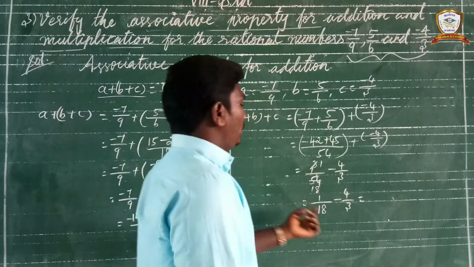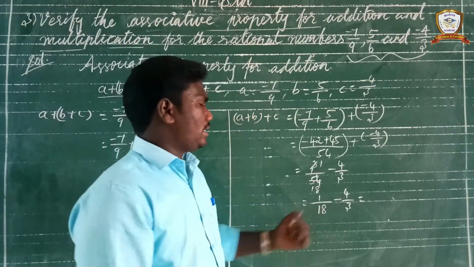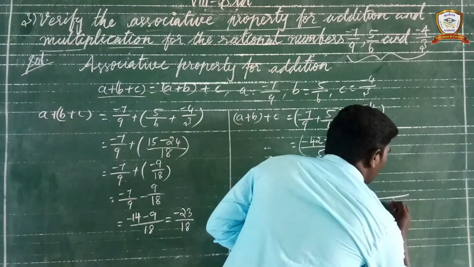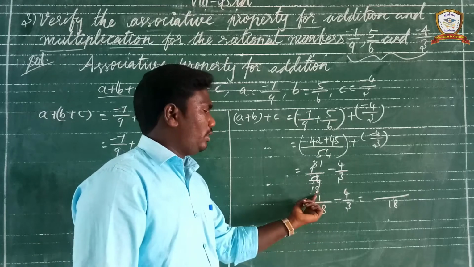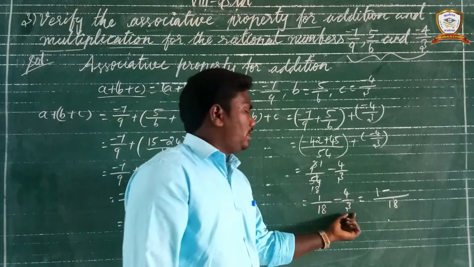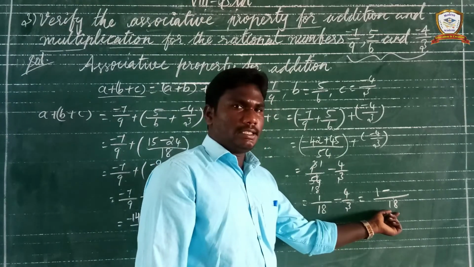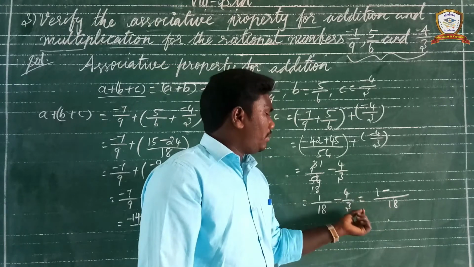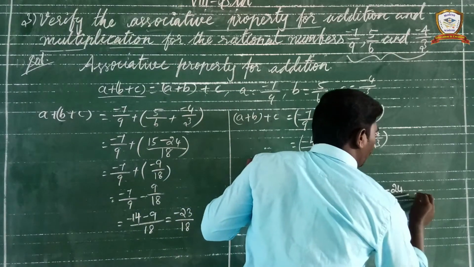So next, what to do? The denominator is different, so you take LCM. LCM you take 18. So the denominator is 18. The numerator we take as it is, right? Next minus, now we have 4 by 3, denominator 3. So 3 times, to make 18, how many times? 6 times. 6 3s are 18. So that 6 is multiplied by the numerator also. 6 4s are 24. So here write the 24.